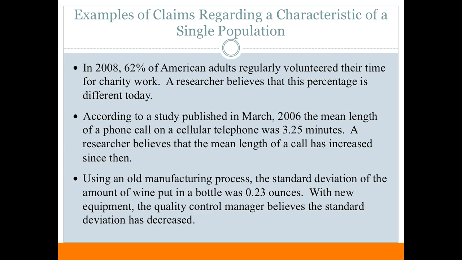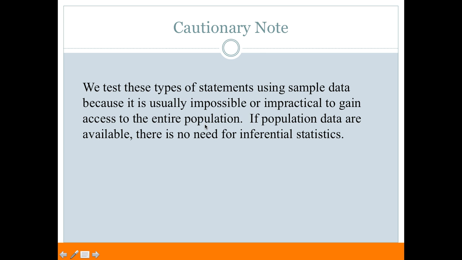Using an old manufacturing process, the standard deviation of the amount of wine put in a bottle was 0.23 ounces. With new equipment, the quality control manager believes that that standard deviation has decreased, so they would like to test that. Now, we're not going to actually do any hypothesis testing with standard deviations, but we will do one similar to the first two claims where we have a proportion and a mean.